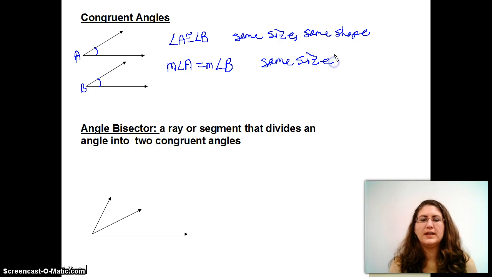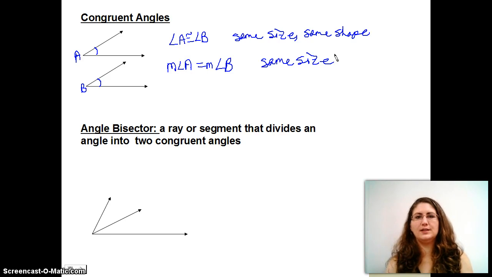So, notation is very important. We talked about notation with segments. When you have the congruency symbol with angles, you're not going to have the little m that represents measurement. When you have the equal sign, you have to have the little m that represents measurement. So just make sure you're paying attention.